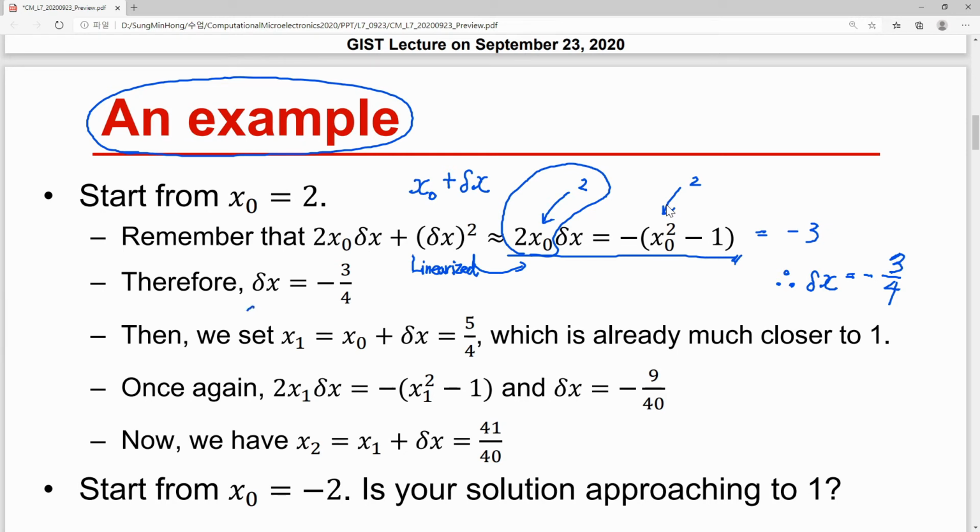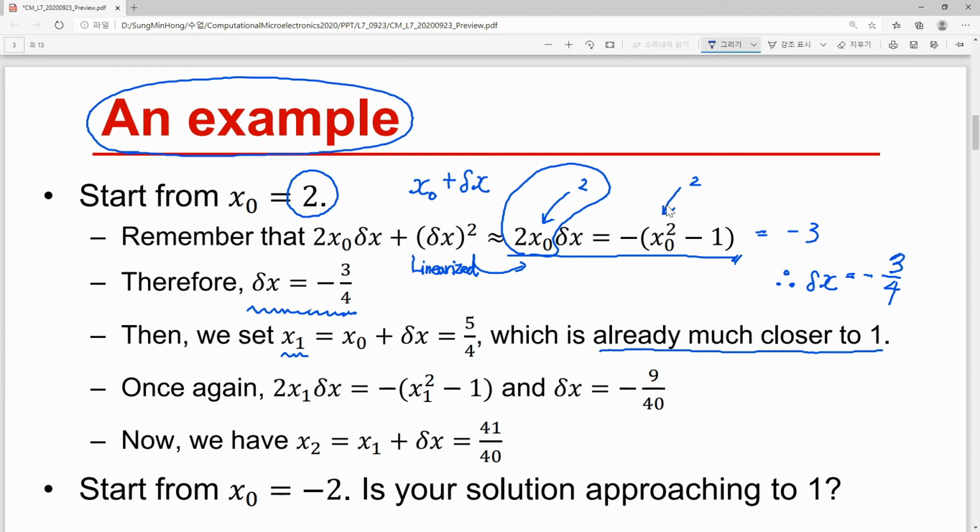Now say that your first correction becomes minus 3/4. Then your next trial should be 5/4, and it is already much closer to 1 than our original number 2. And once again, when we insert it, you can find that your correction now becomes minus 9/40. Oh yes, this is already quite small. And now your updated solution becomes 41/40.